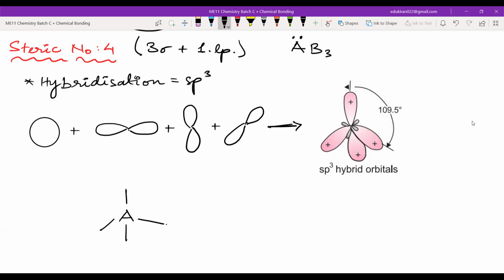Now, how many B's are there? There are only 3 B's, correct? And the other will be a lone pair. Okay, now this is the structure. The structure that you are seeing is the geometry.